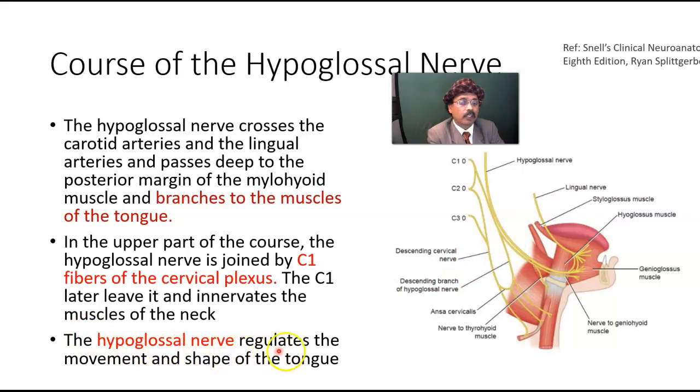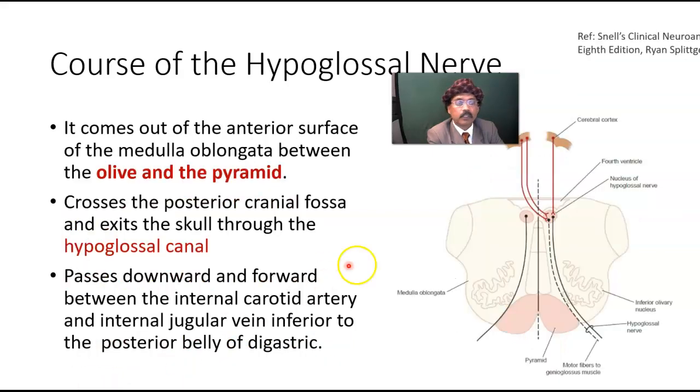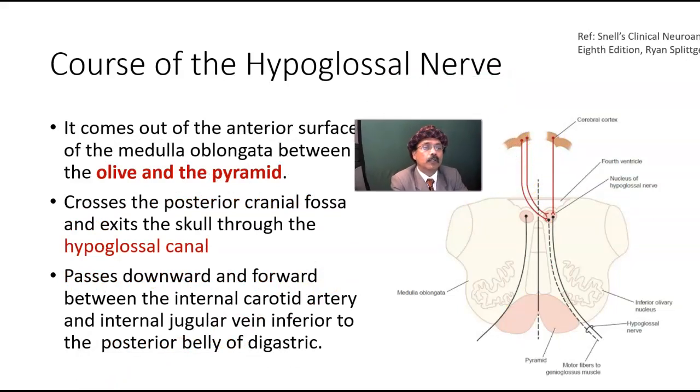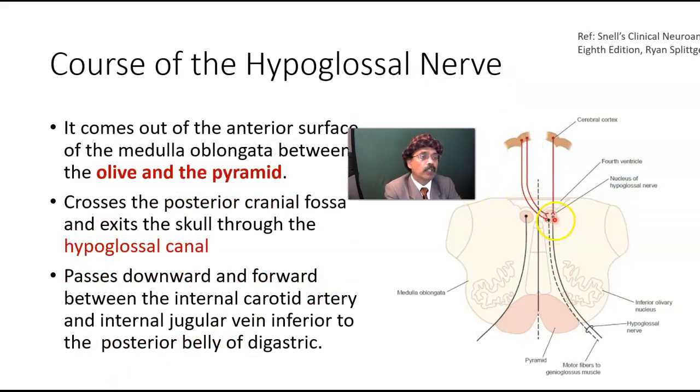The hypoglossal nerve regulates the movement and shape of the tongue. Okay, we got that. We have the nucleus here. This is the fourth ventricle here. Here is the nucleus of the hypoglossal nerve, and the muscle fiber to the genioglossus is getting contralateral corticonuclear fiber.